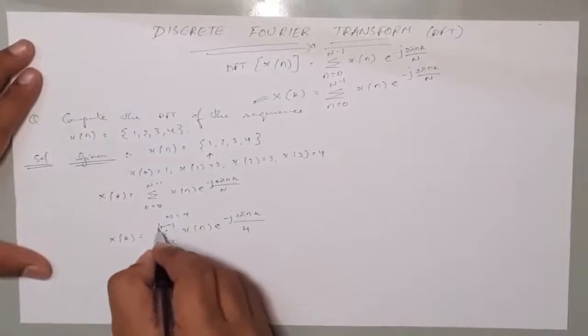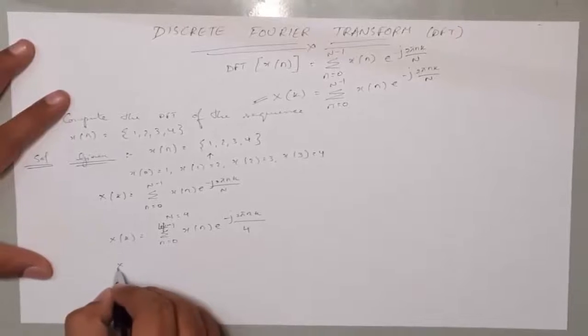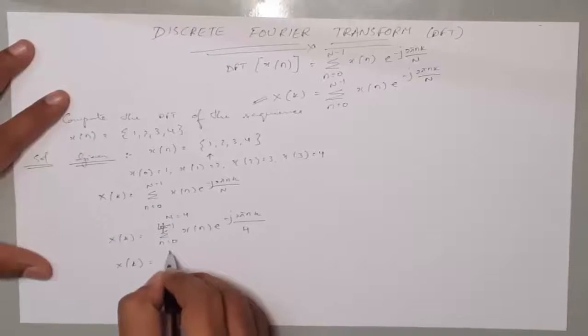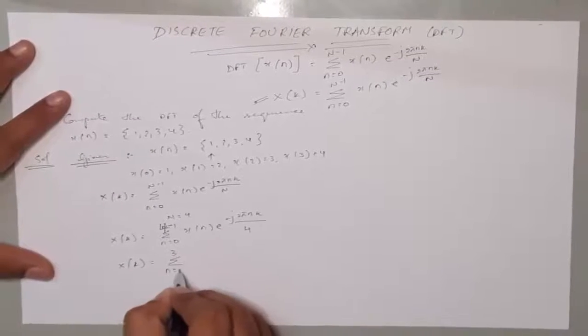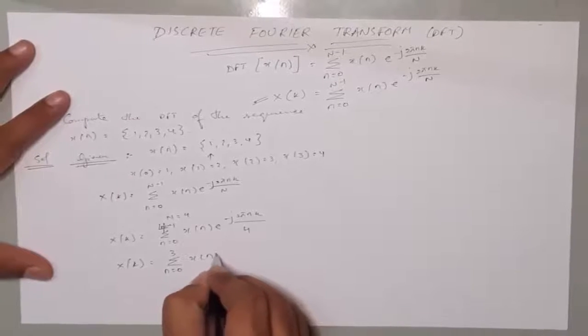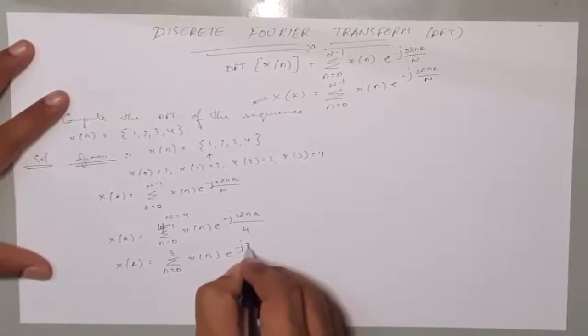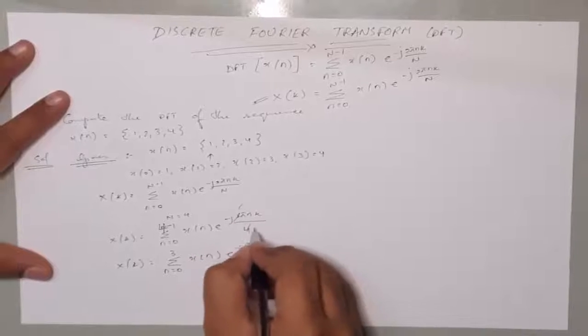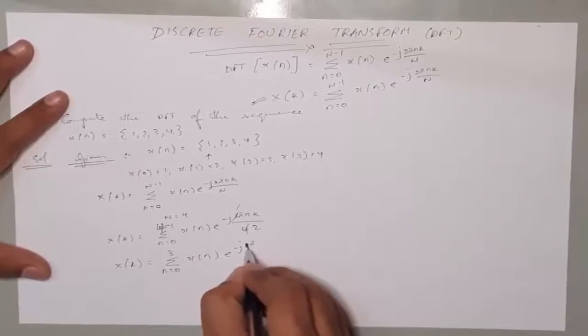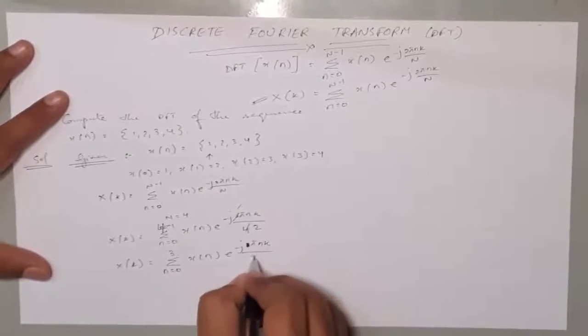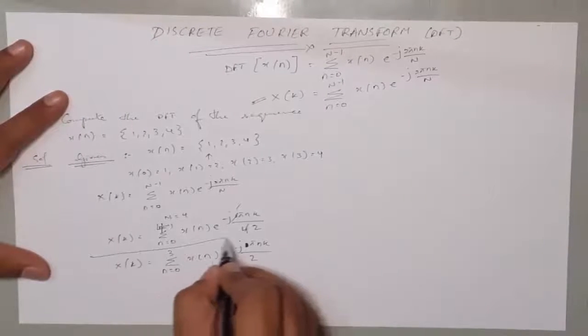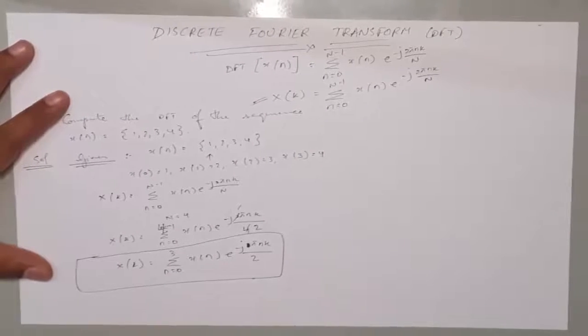Here also we need to substitute 4. So X of k is equals to summation n is equals to 0 to 3, x of n e power minus j 2 pi n k by 4, that is, 2 2s are 4, so minus j pi n k by 2. So this is our main equation for the problem.